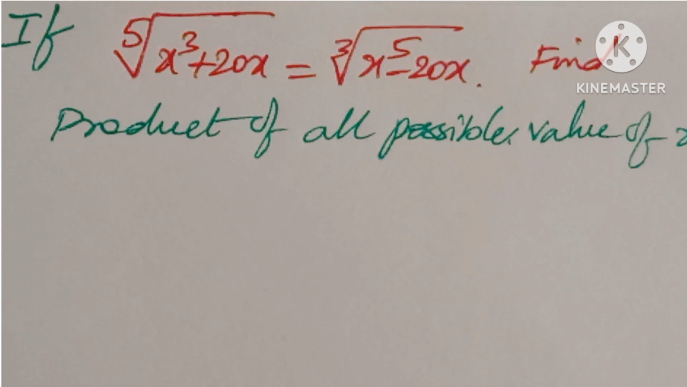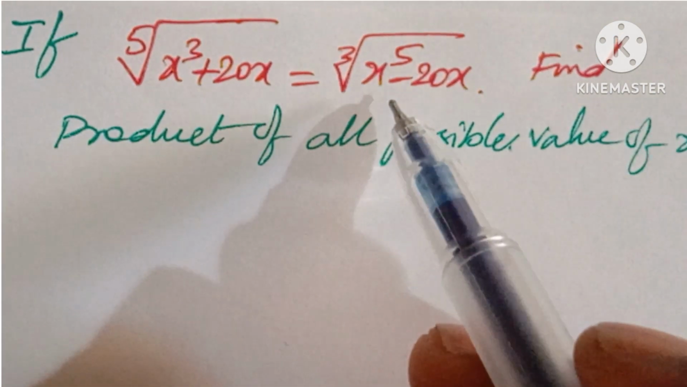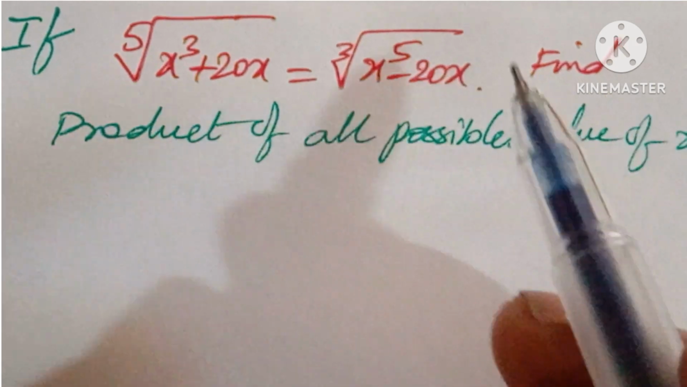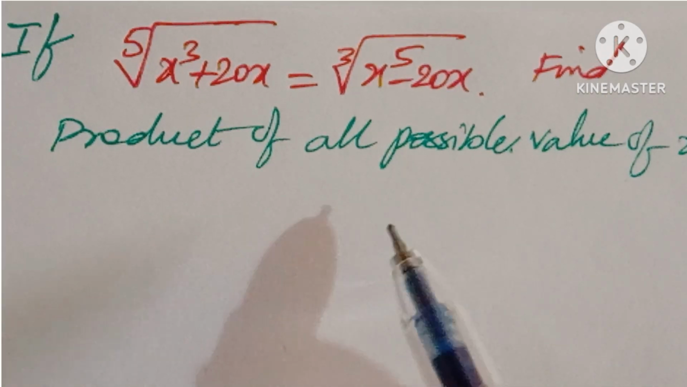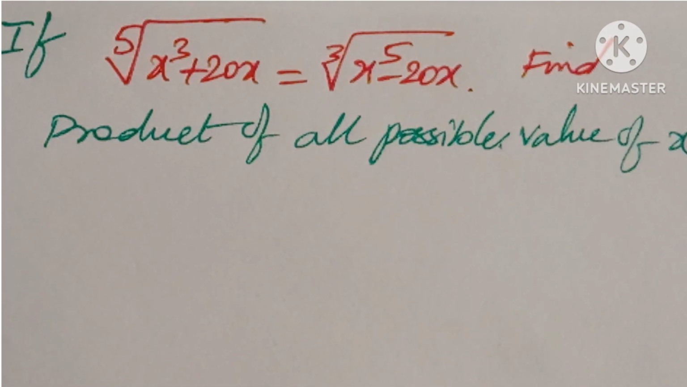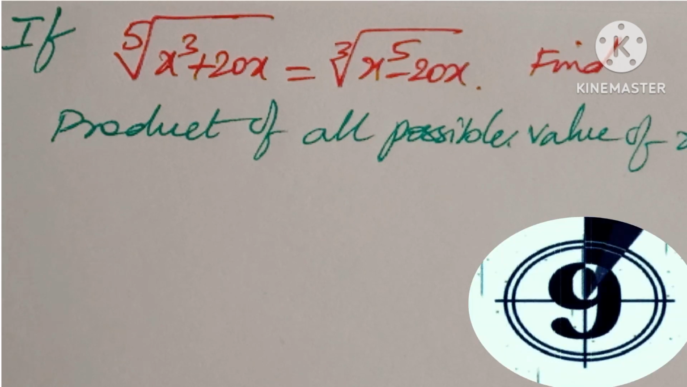Today we are going to see one logical problem, an Olympiad problem. If the fifth root of x cubed plus 20x is equal to the cube root of x to the power 5 minus 20x, then find the product of all possible values of x. Before you solve this problem, pause the video for 10 seconds and try it out.